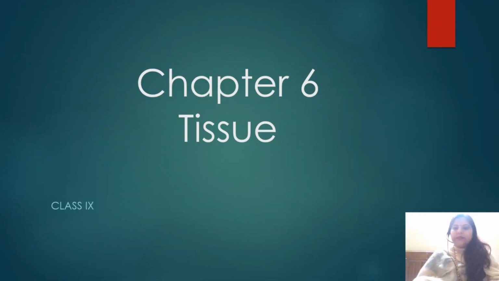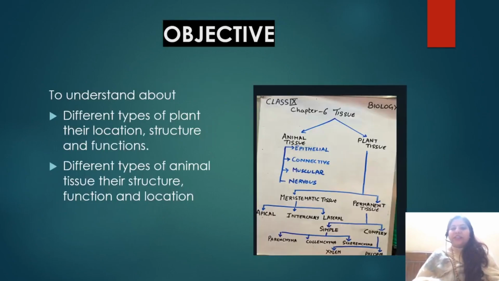Welcome once again, students. In this session, we'll start off with class 9th, chapter 6, that is Tissue. The main objective of this chapter is to understand the different types of plant tissues, their location, structure, and function. Also, we will understand about different types of animal tissue, their structure and function.